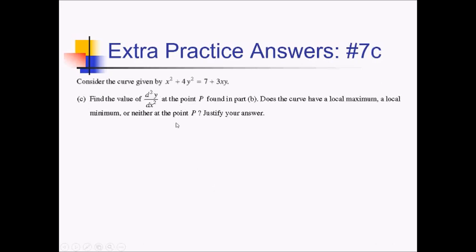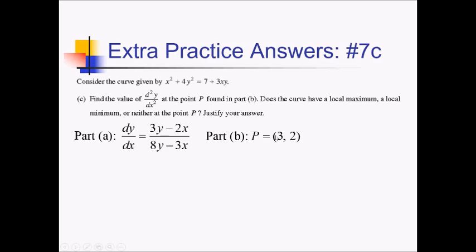For this last part of the problem, they want us to find the second derivative at point P, and then tell them if the curve has a local max, min, or neither at point P. So first things first, let's find the second derivative, and before I can do that, let me rewrite the first derivative. Here it is again from part A, 3y minus 2x over 8y minus 3x. They gave us that. And it's also probably worth noting that point P was (3, 2). That was from part B.